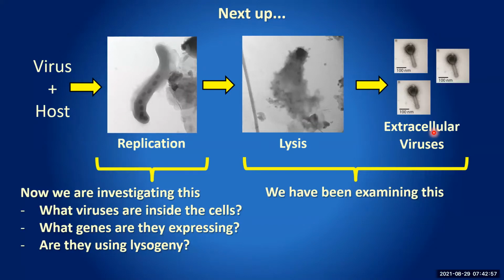We need to investigate this part over here where the virus is interacting with its host bacterium. We need to know what viruses are inside the cells within these regions and what genes are they expressing while they're in those cells. And finally, we need to examine, are they using lysogeny? Are they just residing within their host cells until something causes them to switch to the lytic cycle and kill their hosts?